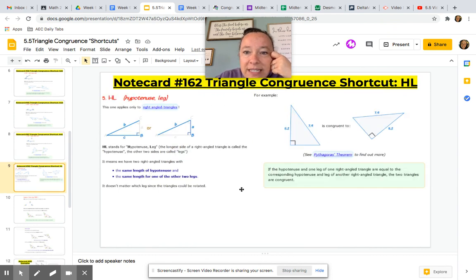All right, note card 162 is hypotenuse leg. This is if you only have a right angle. You have to have a right angle. So you have a hypotenuse with the right triangle. So if we know that we have a hypotenuse congruent to a hypotenuse and a leg congruent to a leg, and we have a 90-degree angle, we're good to go. Like in this example, we have 7.9 and 7.9 as a hypotenuse, the one across from the right angle, and a leg, 5.2 and 5.2. So those are congruent.